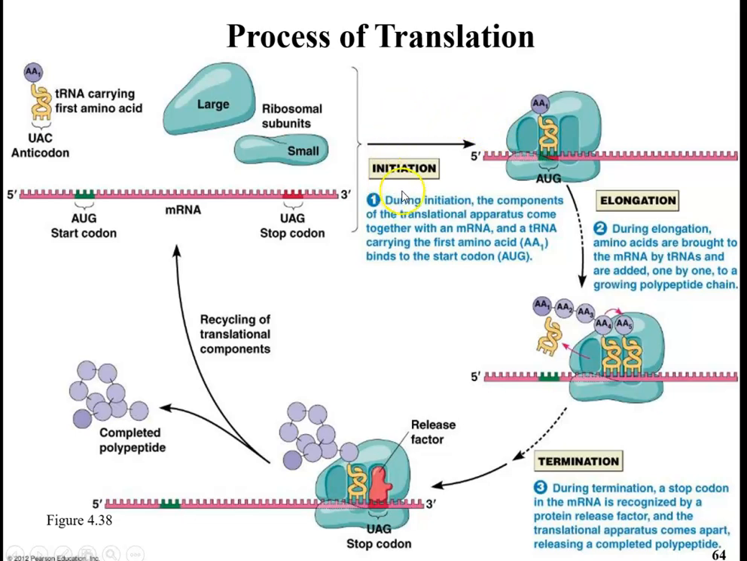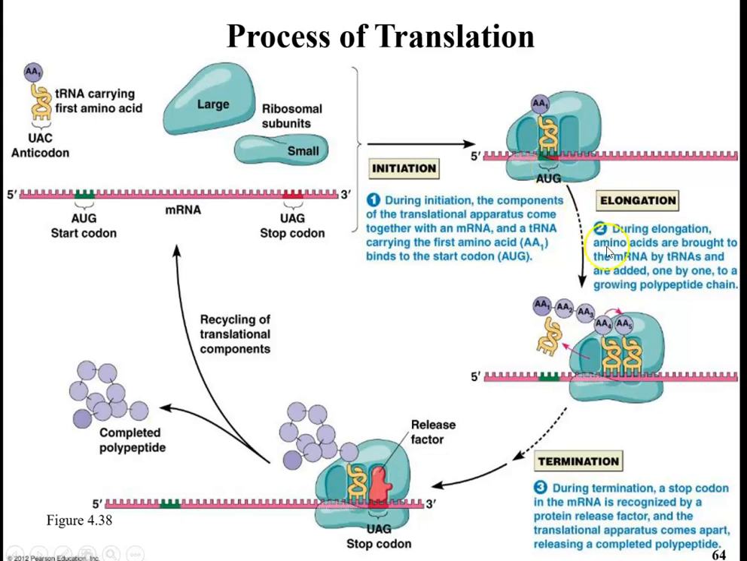And the first step, just like in transcription, we have initiation. So here the components of the translational apparatus come together. And then you've got the mRNA laying on it, and here's the first codon of the mRNA. So this is the start codon. So the tRNA comes into this middle site here and binds and has the first amino acid hanging off of it.